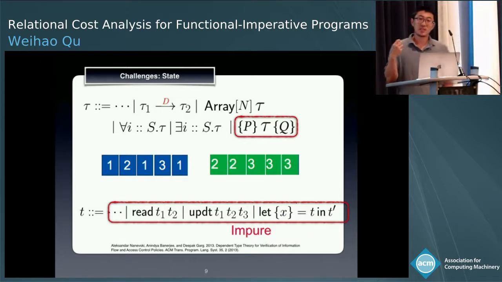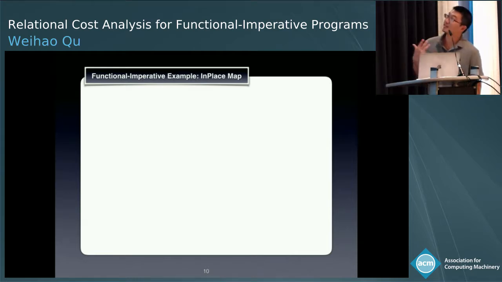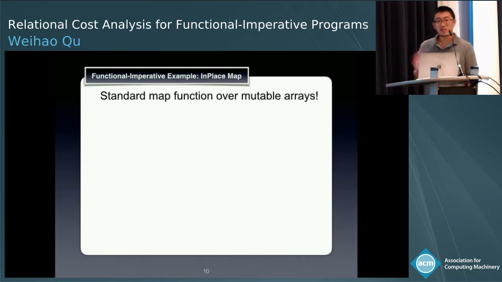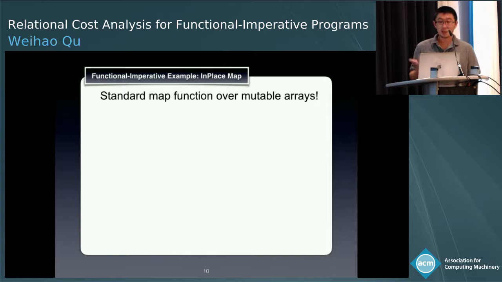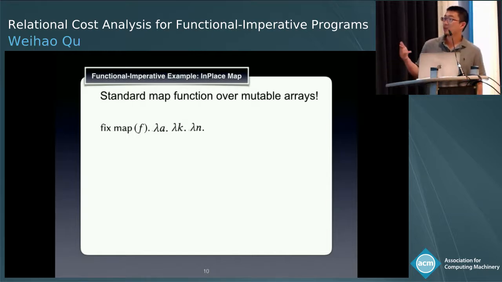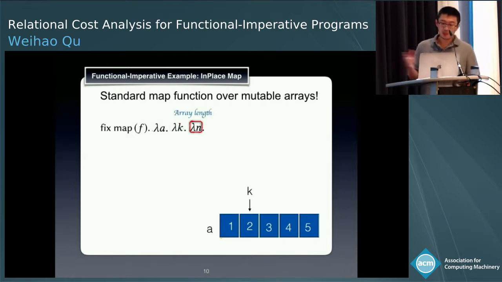Let's first have a look at a simple example. This example is a functional imperative in-place map, which is just a standard map function, but now works over mutable arrays. I will build it from scratch. Suppose I first define a map function, and f will be the mapping function. Then the input A will be the input array, and k will be the starting index of this map function, and we'll track the length of the array.